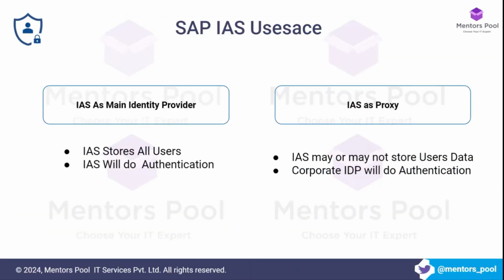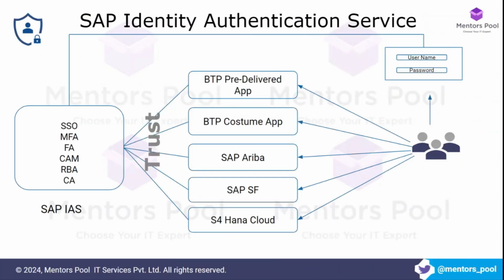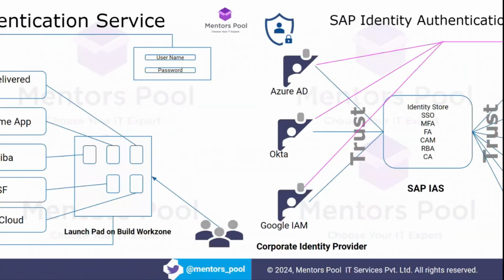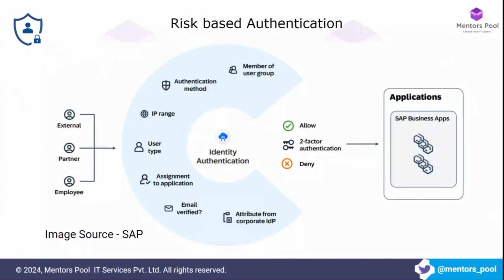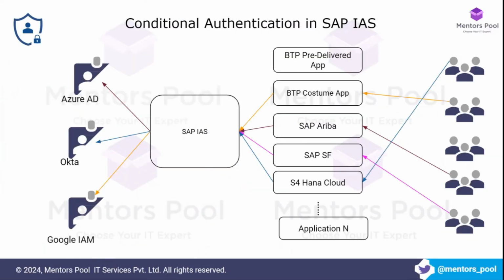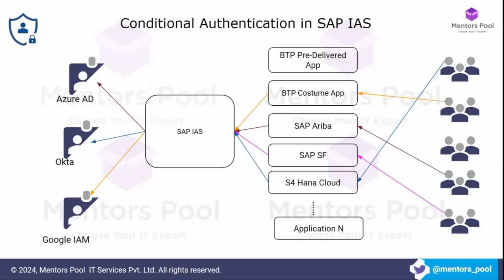Okay, then we looked at some use cases where IAS is the main identity provider, and IAS as a proxy identity provider, where we are getting Azure AD, Okta, or Google IAM, any one of them, maybe in the landscape, and making sure that our user data is maintained there and we are authenticating through them. And IAS is just working as a proxy and rewriting the request. We understood what is risk-based authentication, what is conditional authentication with multiple identity providers in the landscape. Then some users may use a third-party identity provider, and maybe you have multiple third-party identity providers. So how can you achieve that with IAS?